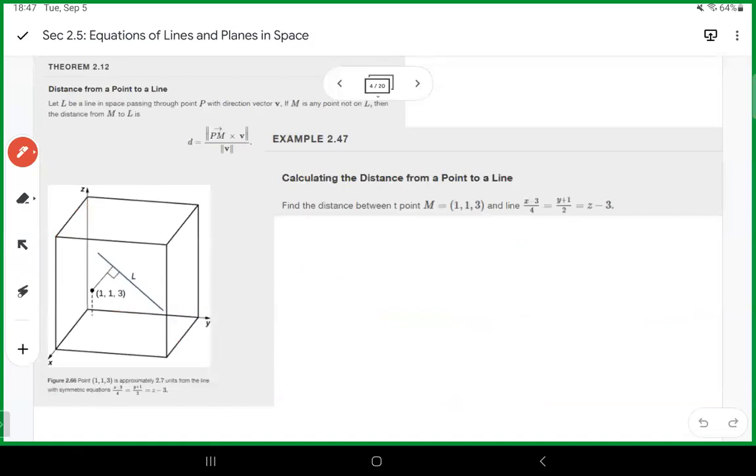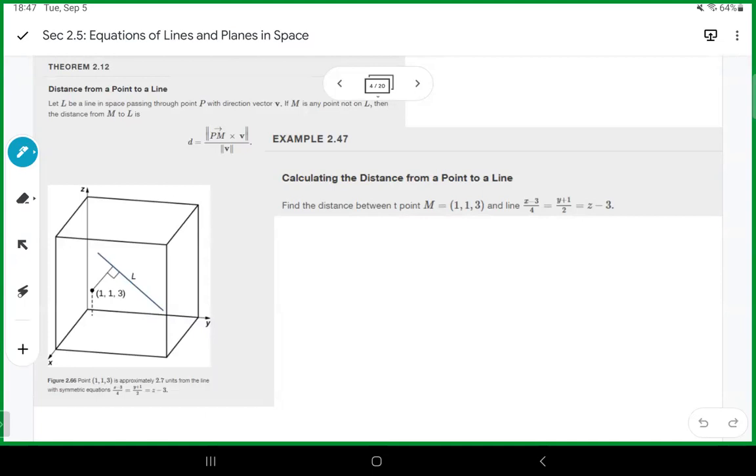Okay. So the next part we're looking at, I have a little diagram there for you, and I have the distance from a point to a line for you. It says calculating the distance from a point to a line. If we find the distance between the point M and the line, and you have the given information, then I don't think that's supposed to just be okay.